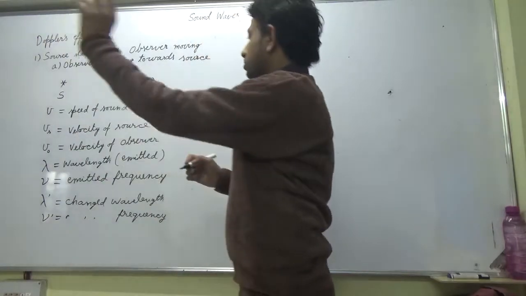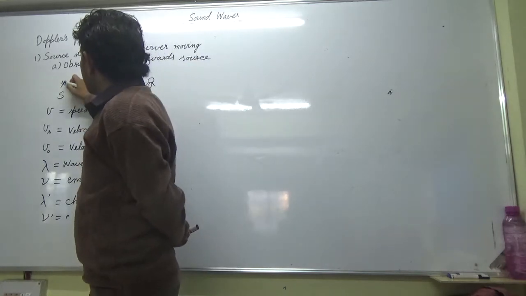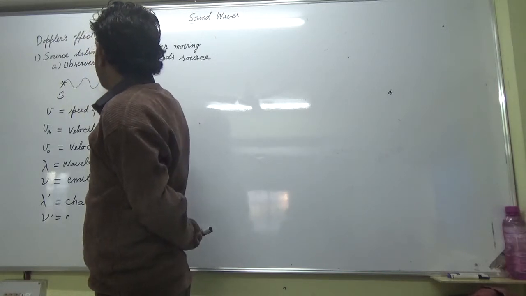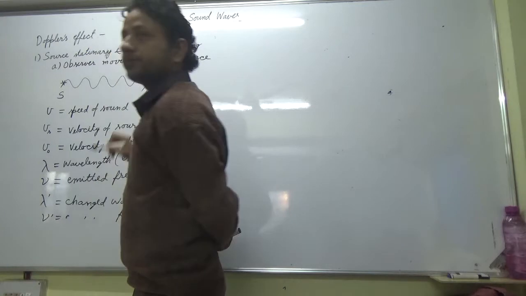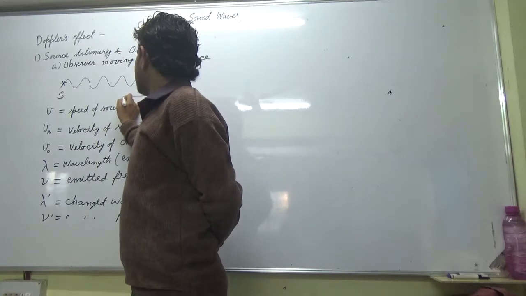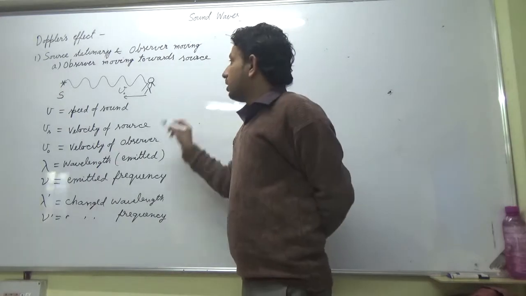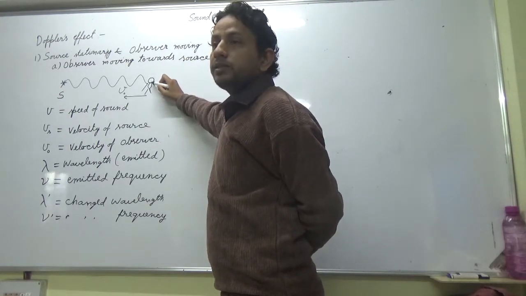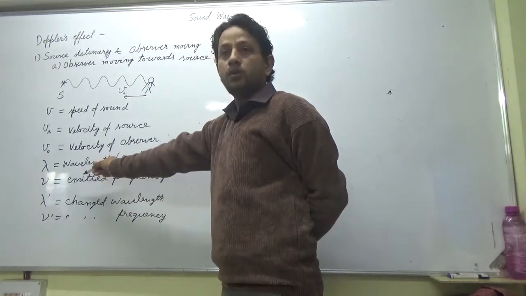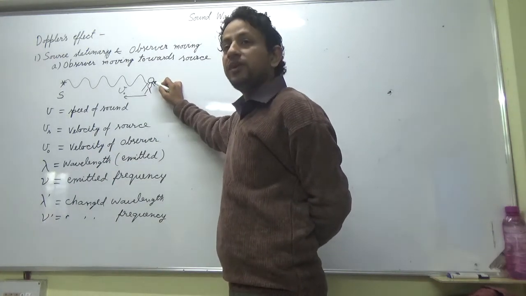So first we will see the case of the observer moving towards the source, and the source is stationary. Suppose the source emits signal like this, and this person is moving towards the source with velocity V naught. If this person is also stationary, then what frequency will he hear? The emitted frequency, suppose the emitted frequency is nu. So he will hear nu if he is stationary.